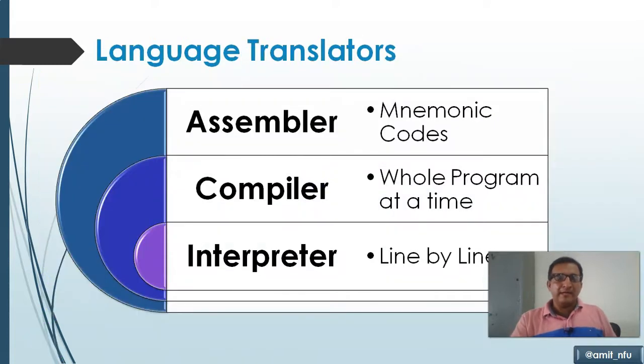Now we talk about the language translators. Language translators are basically the assembler, compiler, and interpreter. Three kinds of language translators are there. When we talk about assemblers, we talk about mnemonic codes; for the compiler, you remember this line, whole program at a time; and the interpreter is line by line. They are the hints to remember the functions.